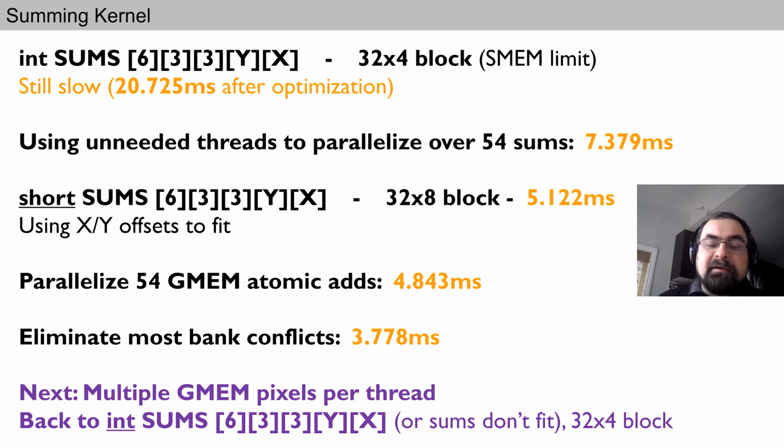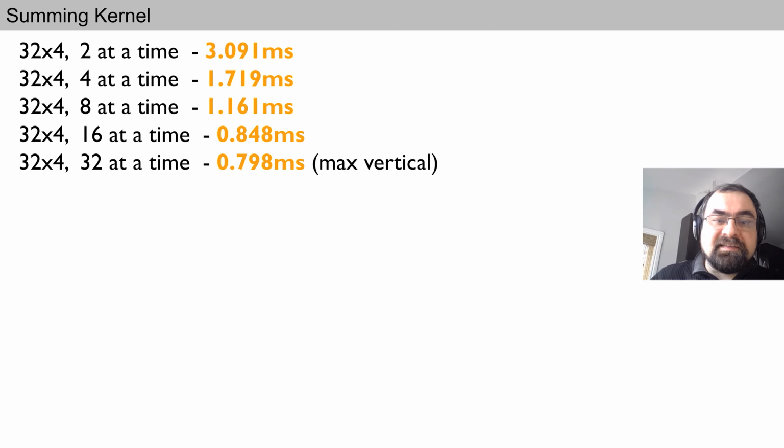Finally, the next idea was to do multiple pixels per thread. That required us to go back to an int instead of a short, because otherwise the sums for the multiple pixels wouldn't fit in a short. When we did this, clearly it had a significant benefit. Going up to doing 32 pixels at a time got the runtime down to about 0.8 milliseconds, which is great. And this is the most we could do because we can't exceed the nominal superpixel size of 128.